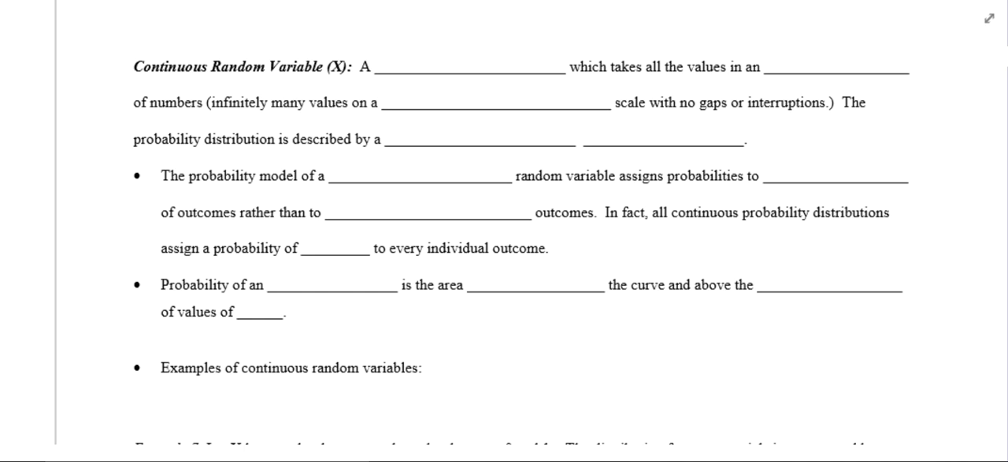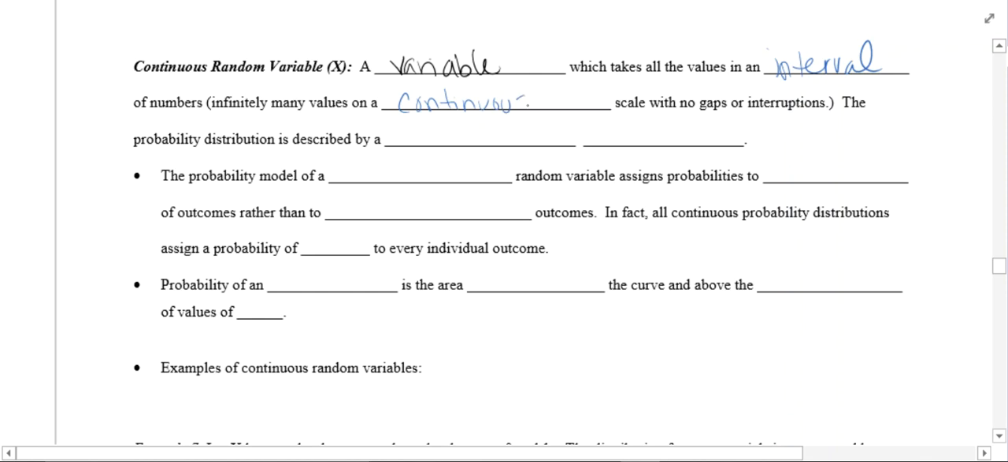A continuous random variable is a variable which takes all the values in an interval. An interval of numbers. So there's infinitely many values on a continuous scale with no gaps or interruptions. Okay. So the probability distribution is described by a density curve.